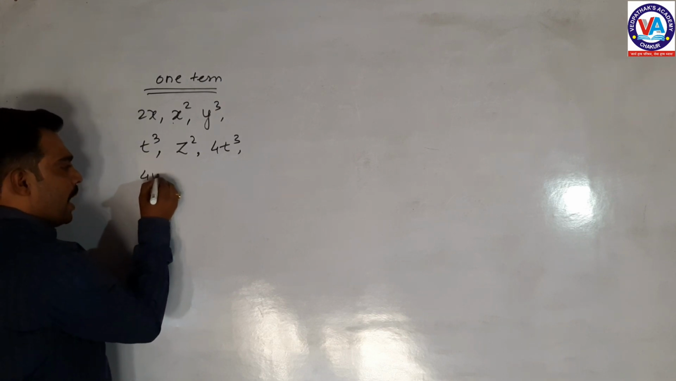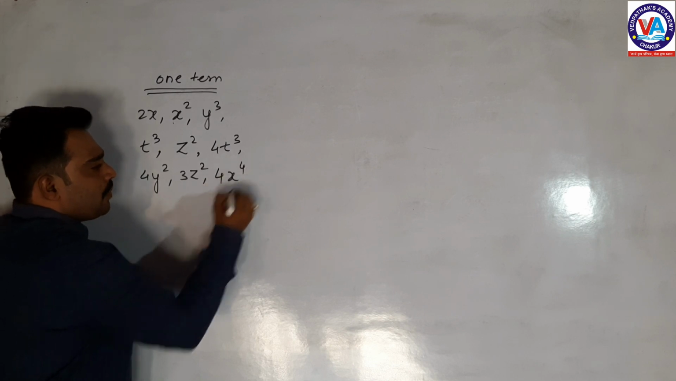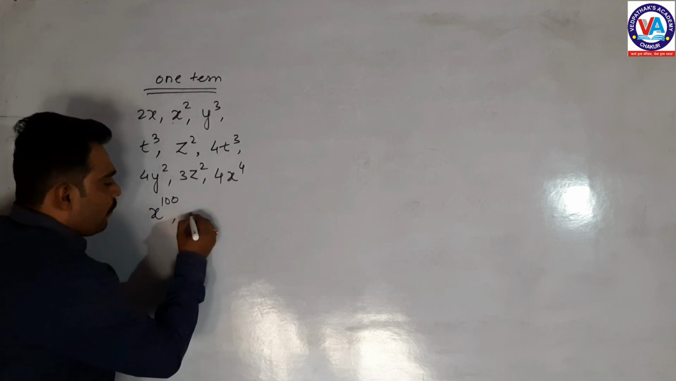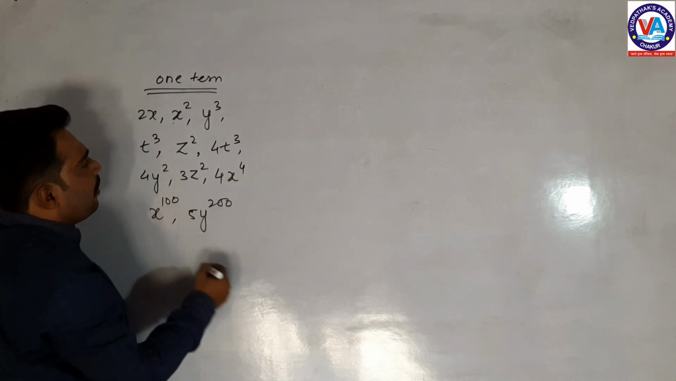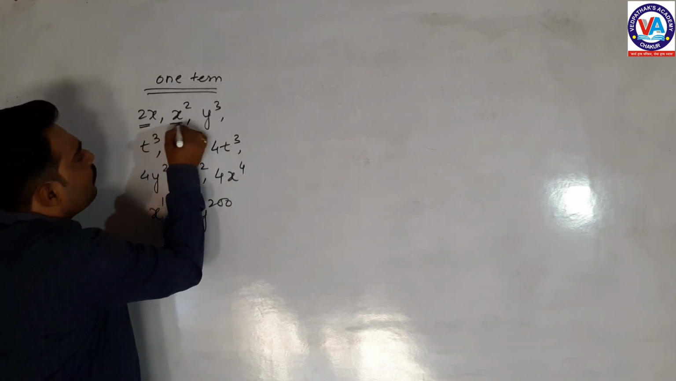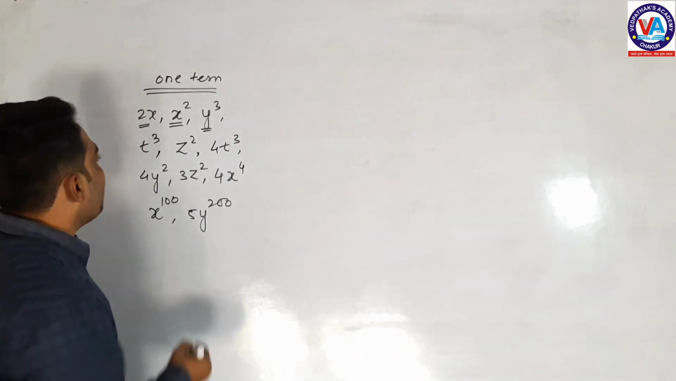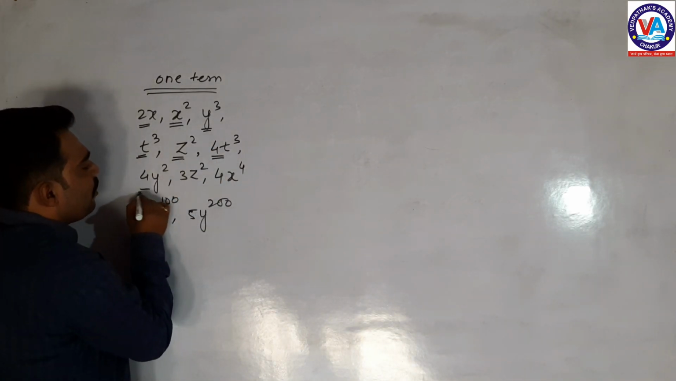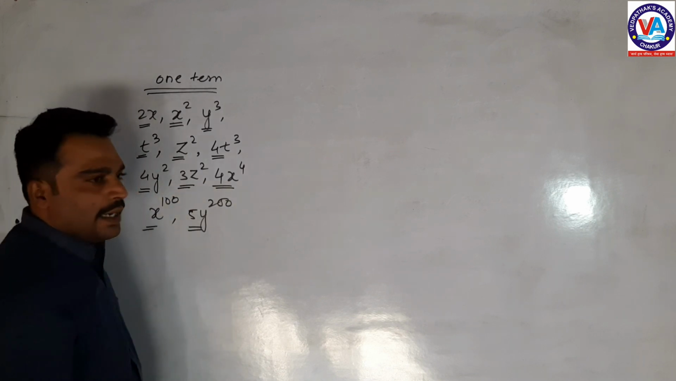Yes. 4y square, 3z square, 4x to the power 4, also x to the power 100, 5y to the power 200. Yes. If you observe all these polynomials, all polynomials they are consisting of only one term. All these polynomials are consisting of only one term. So these are the examples of the polynomial of one term. All of these are made of one term.